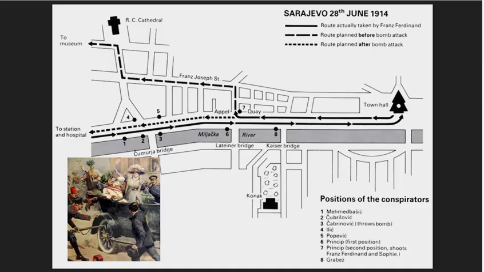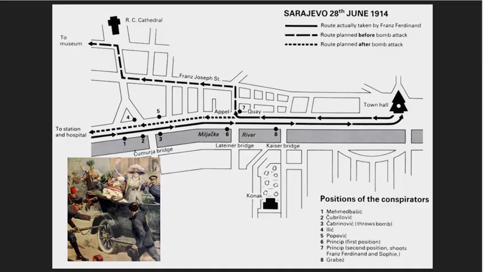The grenade hits the side of the car, but Franz Ferdinand was able to throw himself back, and he wasn't injured. There were a few people that were injured, but the car continues to speed away. Finally, the car keeps cruising down, and it reaches the town hall.